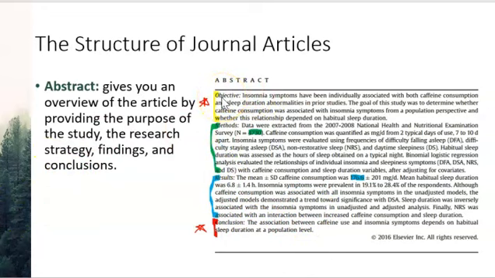So I always say to students, read the abstract first. If it seems related to your topic, read the whole article. If it's not related, do not read the whole article. The abstract is your guide to help you determine if you should keep reading or not.